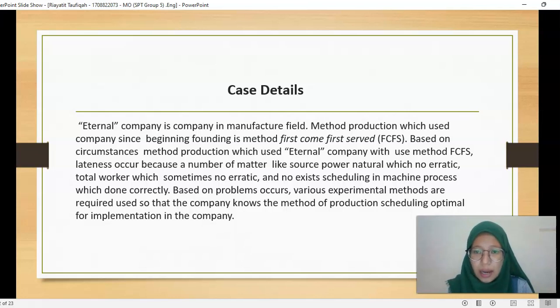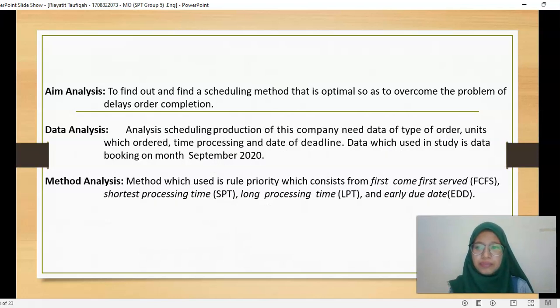The Eternal Company is a company in the manufacturing field. The production method which the company has used since its founding is first come first served. Based on the circumstances, with the FCFS method, delays occur because the amount of raw material, like natural resources, is erratic, the total number of workers is sometimes erratic, and there is no scheduling and machine process done correctly. Based on the problems, various experimental methods are required so that the company knows the optimal production scheduling method for implementation in the company.